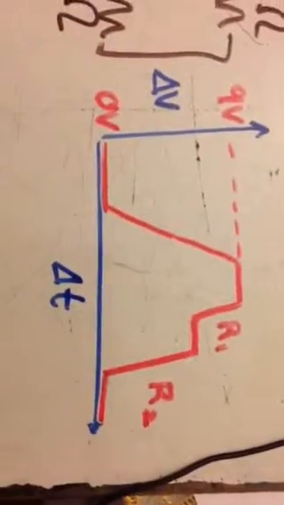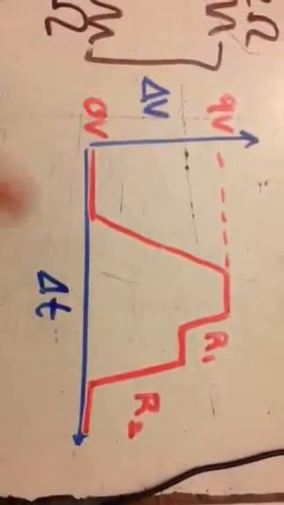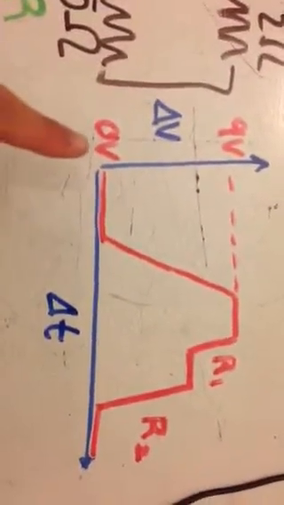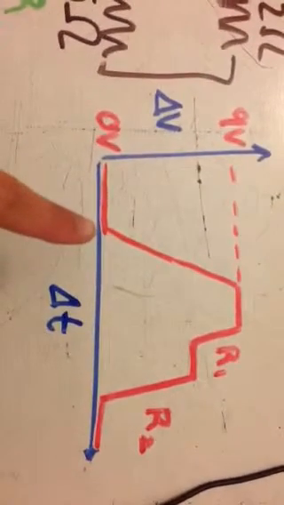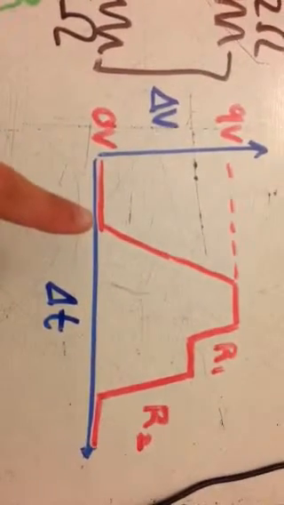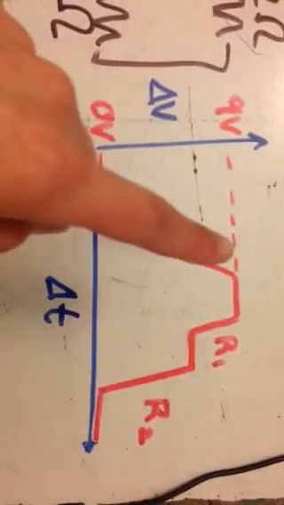Let's look at the graph, graphing the voltage over time. Starting from 0, the charge will leave the battery and gain 9 volts because that's the voltage of the battery.